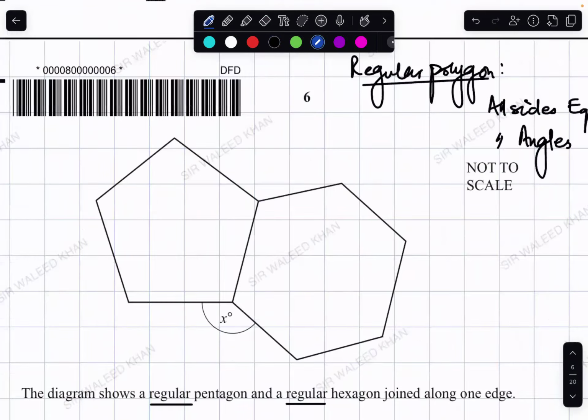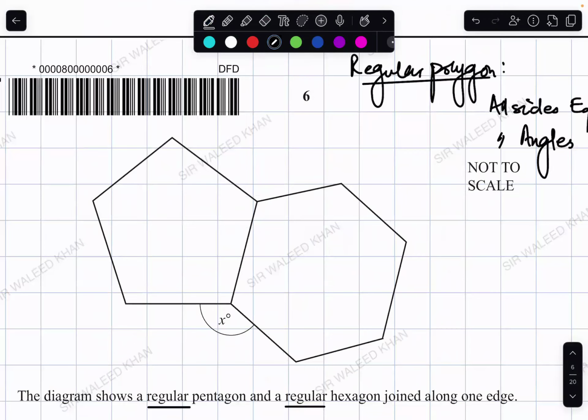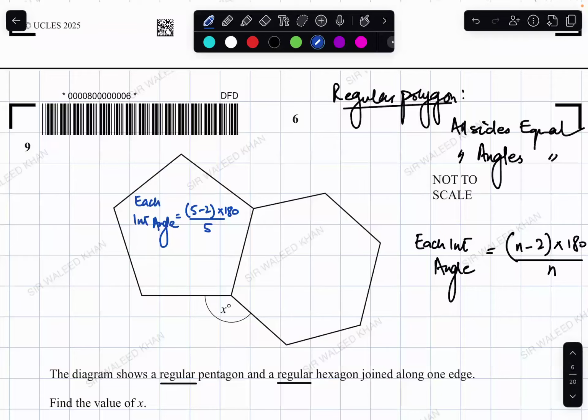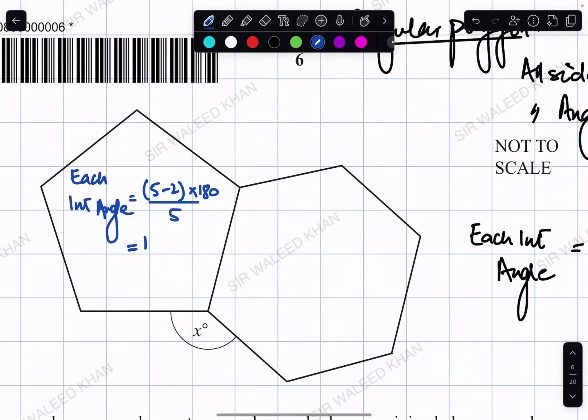So each interior angle for the pentagon will be 5 minus 2 times 180 over 5. I am writing the formula here: each interior angle is the sum of interior angles divided by the number of sides. So this should be 108. That means all the angles here are equivalent to 108.